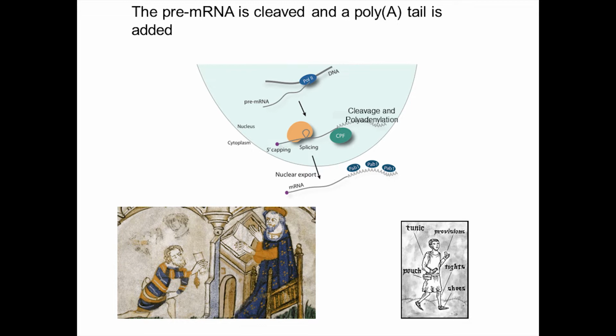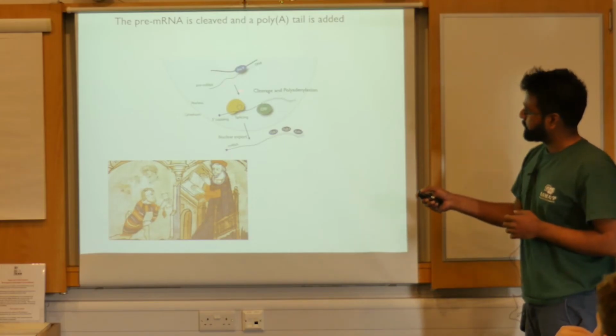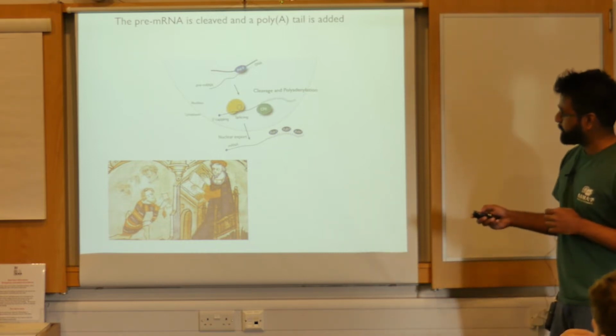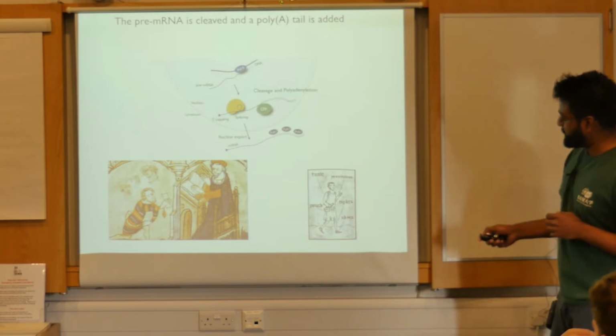So you might remember this picture from my first slide. It's the picture of a medieval messenger delivering a message from his master to the recipient of the message. So messenger RNA does something very similar. It takes the message from the DNA and takes it to the cytoplasm and delivers it to the ribosome. Let's take a further look into the messenger.